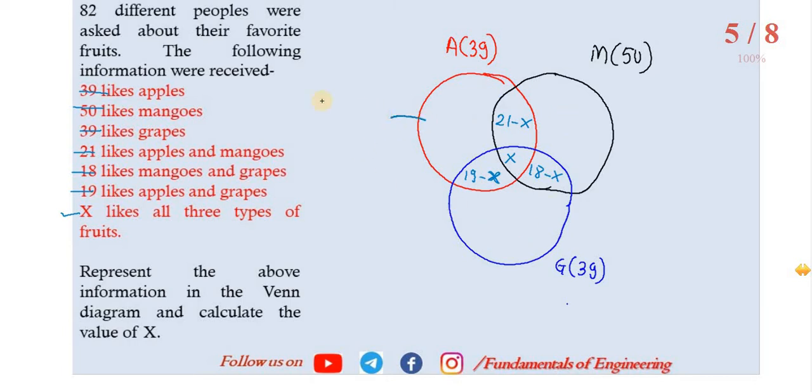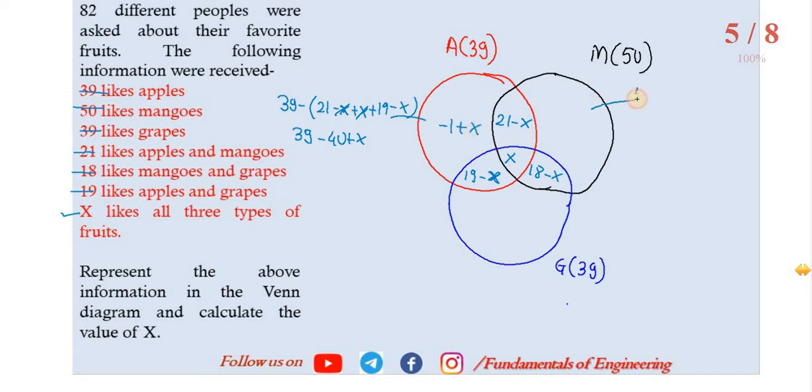So how are we getting it? Same, 39 minus 21 minus x plus 19 minus x. So plus x minus x will be cancelled out. 21 plus 19, 40. So 39 minus 40, if you open the bracket, this minus and this minus will become plus. So we are getting here minus 1 plus x.